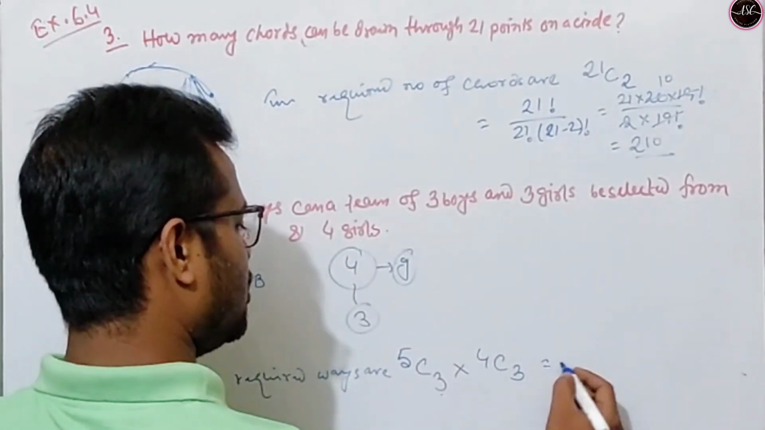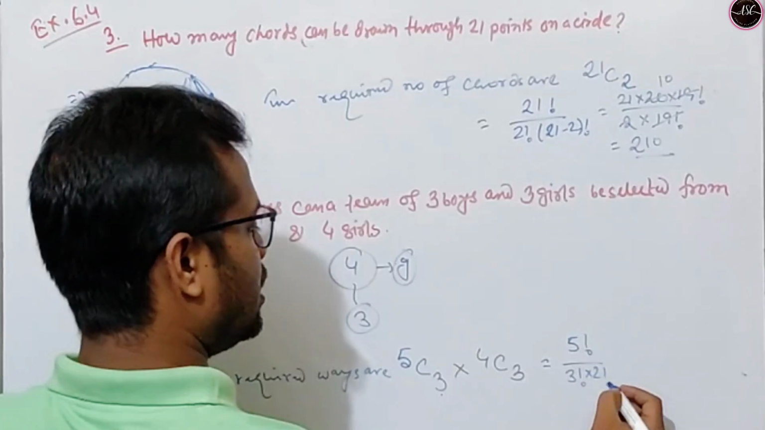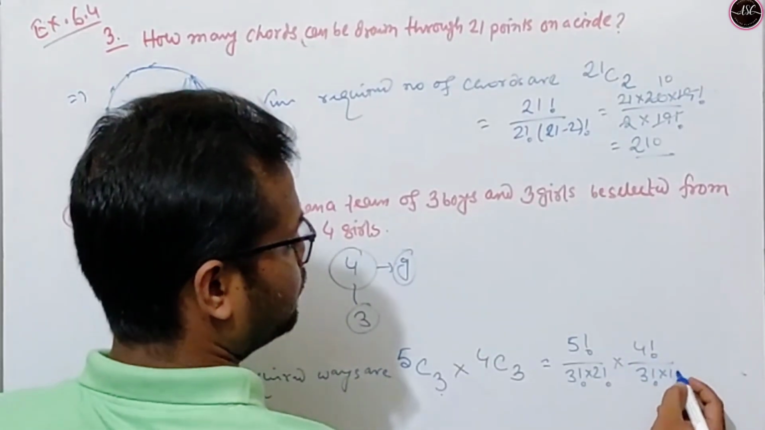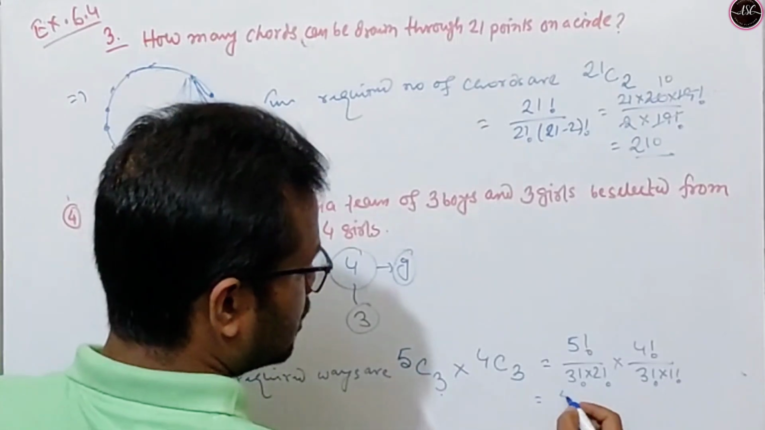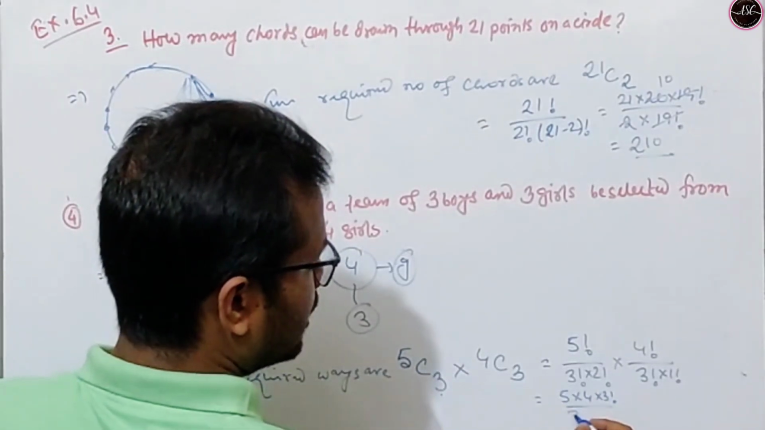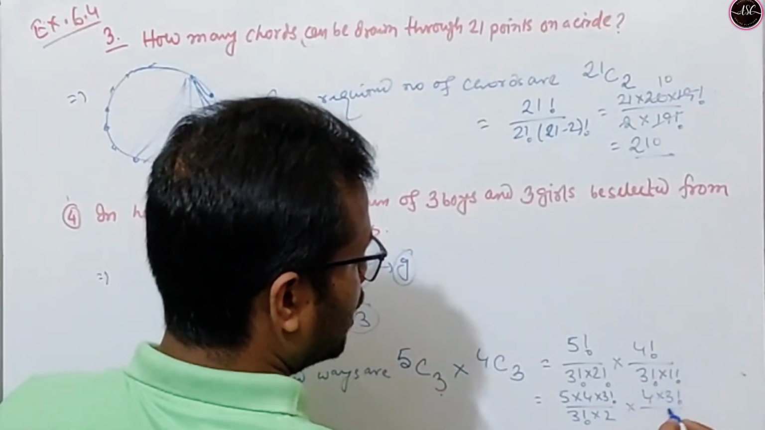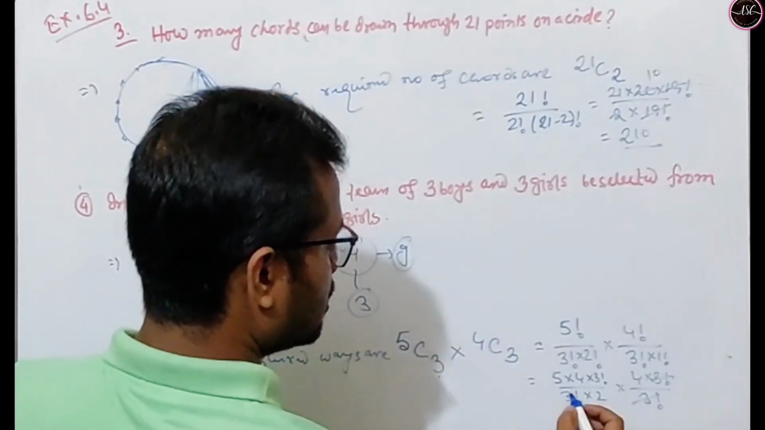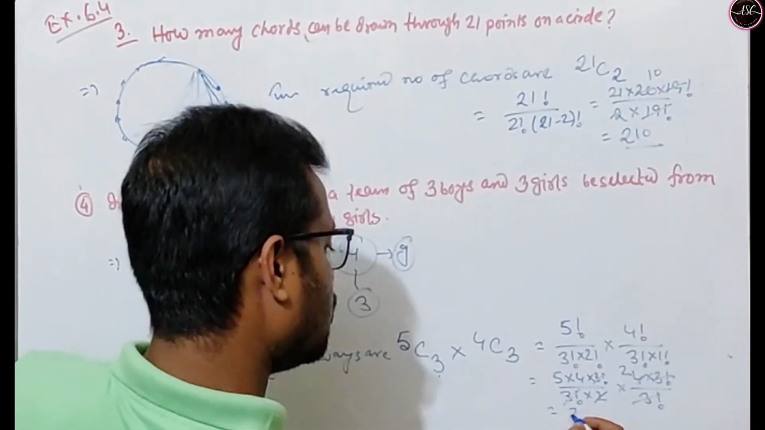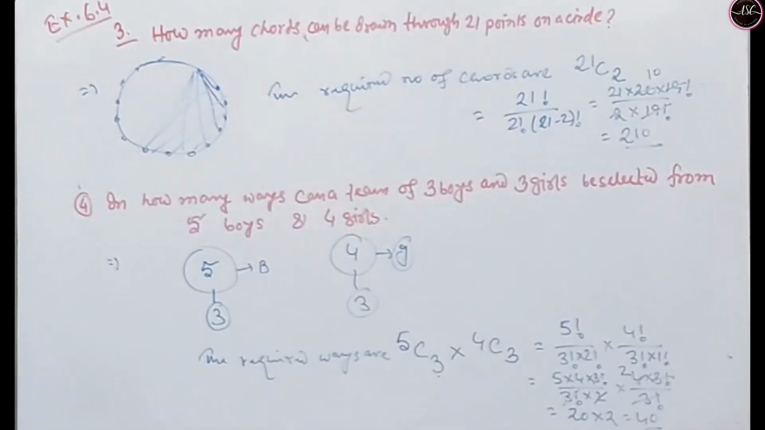Okay, just solve this. 5 factorial divided by 3 factorial into 2 factorial, into 4 factorial divided by 3 factorial into 1 factorial. Just solve this. 5 into 4 into 3 factorial divided by 3 factorial into 2, into 4 into 3 factorial divided by 3 factorial. Just cancel out this, and we have 2. That means 20 into 2, that means 40. Okay, 40 will be the answer. Just look at this question.